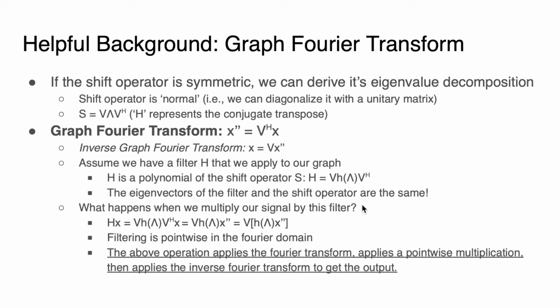So what happens when we actually multiply our input signal by this filter? We can see that it reduces to the operation seen here. And basically what happens is we apply the Fourier transform, apply a pointwise multiplication encoded by the eigenvalues of our filtering matrix, and then apply an inverse Fourier transform to get our output. In other words, the application of this filter actually decomposes into something that is pointwise inside of the Fourier domain.